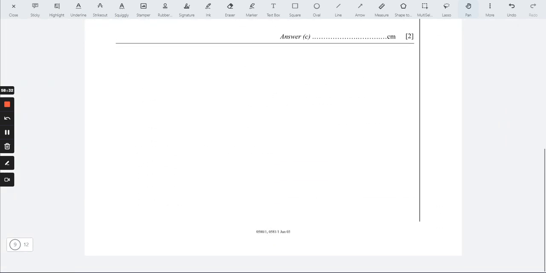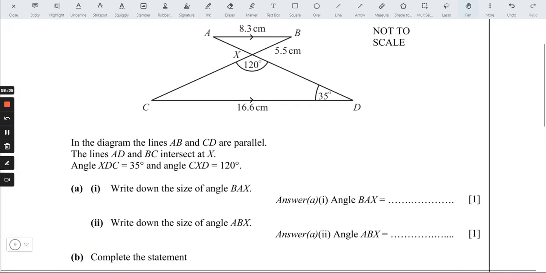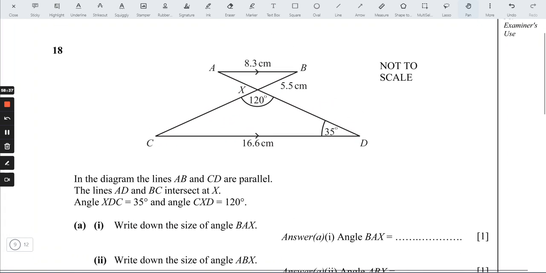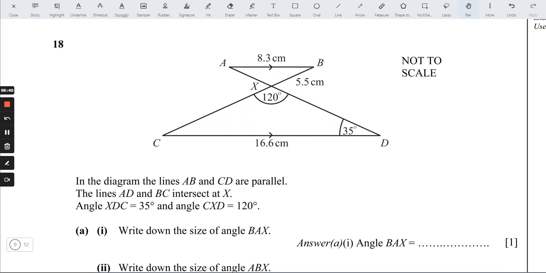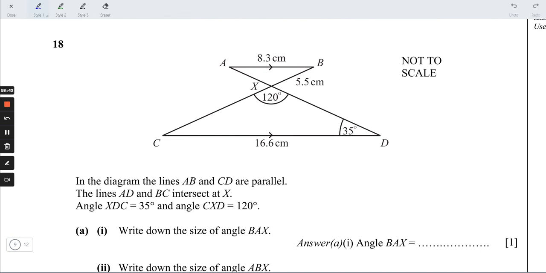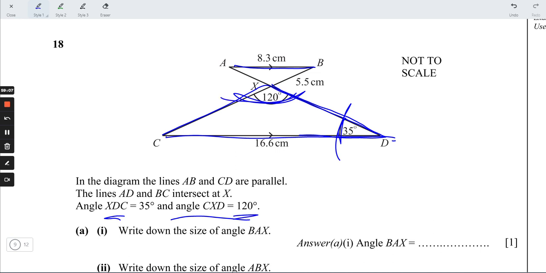Question 18, last question here. We have a diagram here, and with the diagram the line AB is parallel to the line CD, and the lines AD and BC intersect at the point X. Angle XDC here is 35, and we have an angle CXD, this angle here, we have it 120 degrees.